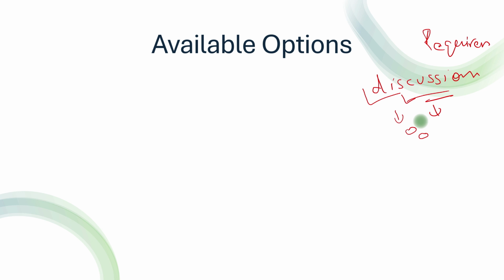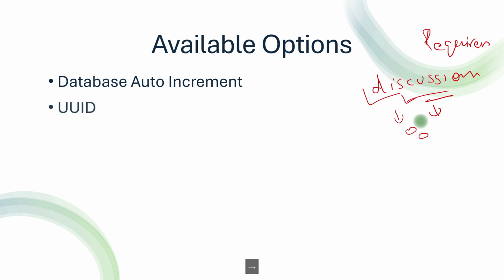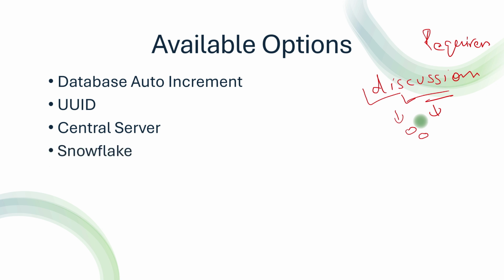For our discussion purpose, so that we have a concise idea of what we are going to discuss, I have documented the available options, just for summary purposes, so that you have a high level idea. First, we are going to discuss database auto increment, then UUID, then the central server option for unique ID generation, and Snowflake is the last one that we are going to discuss. Let's go ahead and see them one by one, see their pros and cons, and come up with the final approach best suited for the requirements that we have discussed.